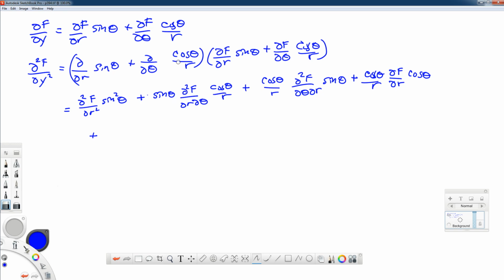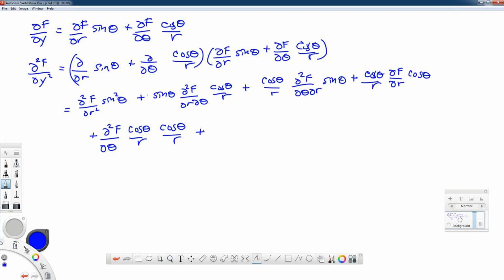So I'm going to take this second term and multiply by the second term. I'm going to have the second partial of f with respect to theta. Okay, we had a cosine theta over r. We have another cosine theta over r. And so I'm taking this one times the second one.